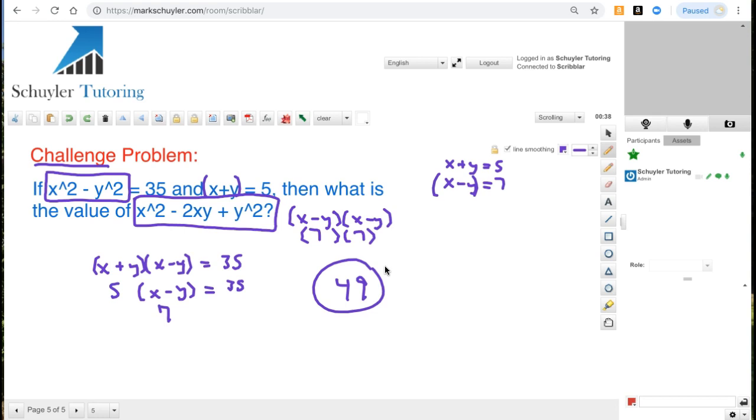I hope you found that short little 10.5-minute video helpful, and keep your eyes peeled for the difference of two perfect squares and the two other factorable algebraic expressions.